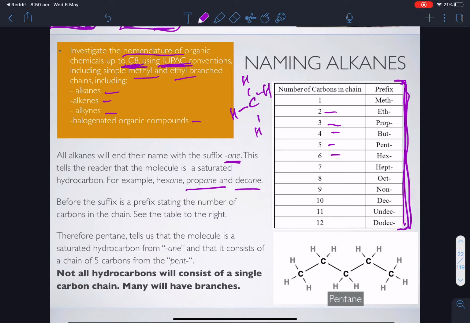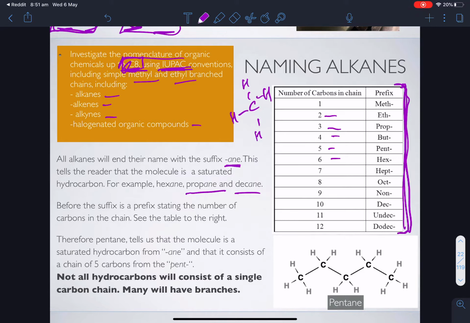Now remember, in the syllabus they're only asking us to learn up to 8, but we know the prefixes non and dec from shapes from primary school, so we should be right to handle those. If you want to push yourself into undec and dodec, go for it, but most likely you're not going to be asked about those. Not all hydrocarbons will consist of a single carbon chain. Many will have branches. We're starting with the basics and giving you simple ones. Here I've given you a diagram of pentane, 1, 2, 3, 4, 5 carbons long in a straight chain. Just nice, simple pentane.